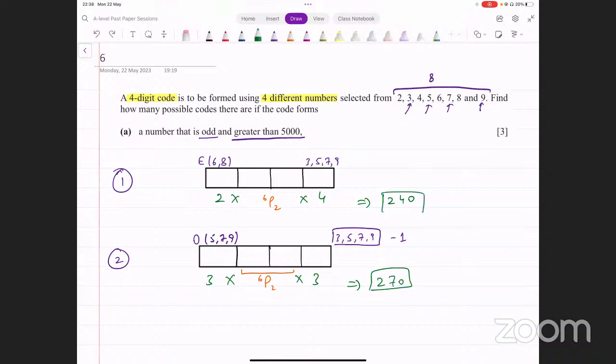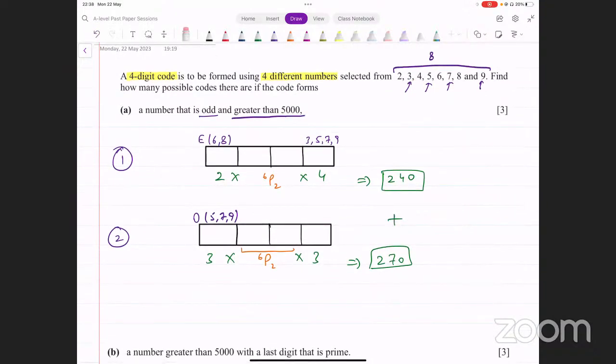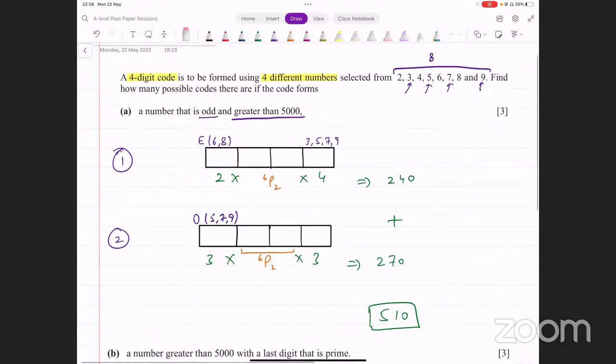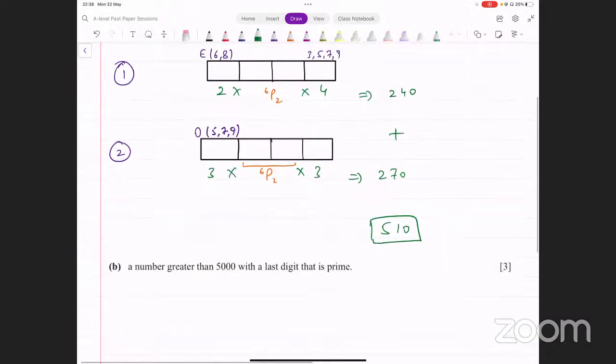ठीक है, ये सेकंड केस हो गया. ये आपके टोटल नंबर ऑफ वेज हो जाएंगे. फिर आप इन दोनों को ऐड करते हैं, देखें आपको क्या मिलता है. 270 plus 240, the final answer turns out to be 510, and that's the final answer that you have. ठीक है, इन दोनों में से कुछ भी हो सकता है. All right, okay, let's move on. Let's move on to part B now.